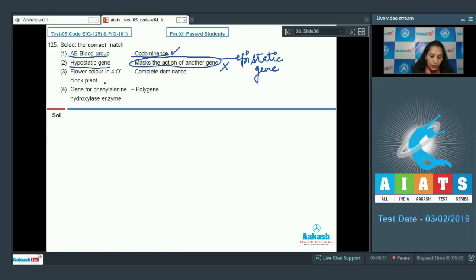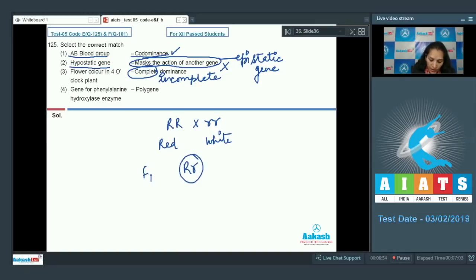Third, flower color in 4 o'clock plant. It shows incomplete dominance, not complete dominance. How? If you cross two plants, first is red, second is white, you will get an F1 progeny which has pink colored flowers, because the gene which is responsible for red is incompletely dominant over the white. So it will produce pink colored flowers. So this is incorrectly matched.